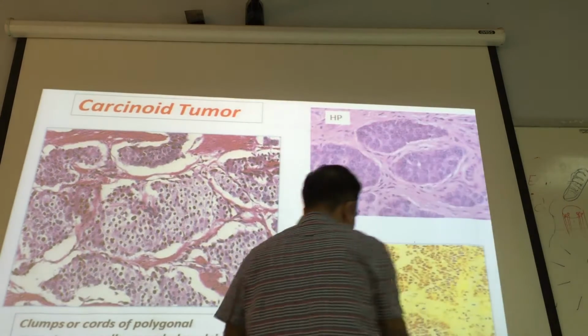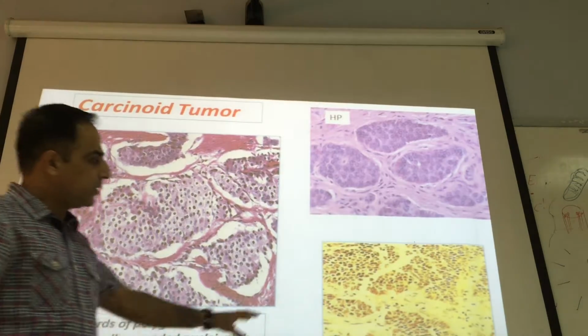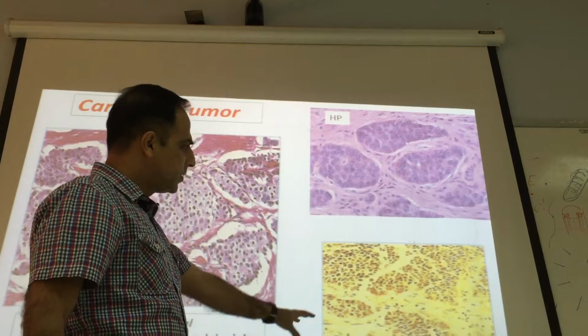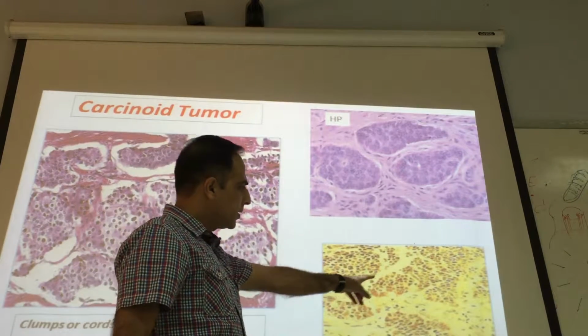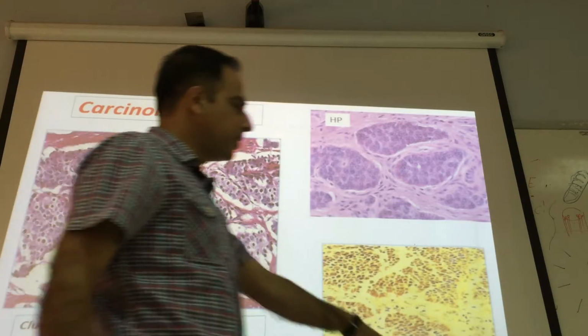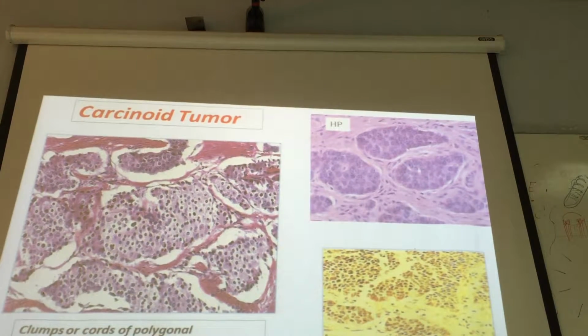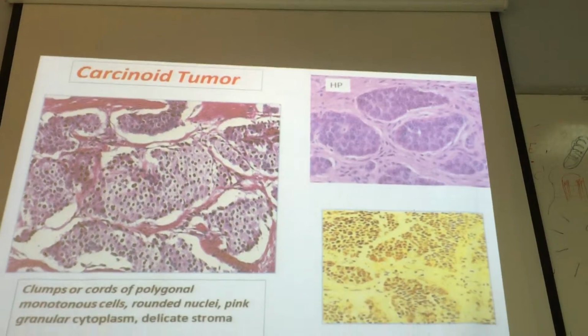You have the alkaline diazo. This is a stain, a sort of silver stain, which is used, and this is the color it will give to the cells. Yellowish, brownish, yellowish color. If you find this color, it is surely carcinoid. If you do not find this color, then it is something else.